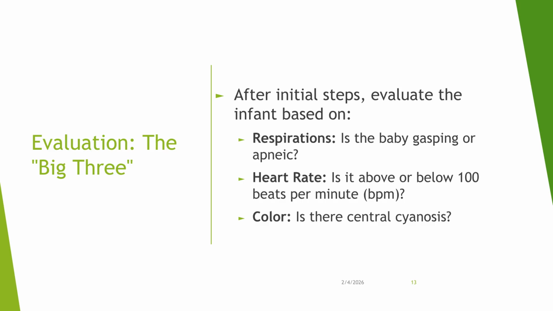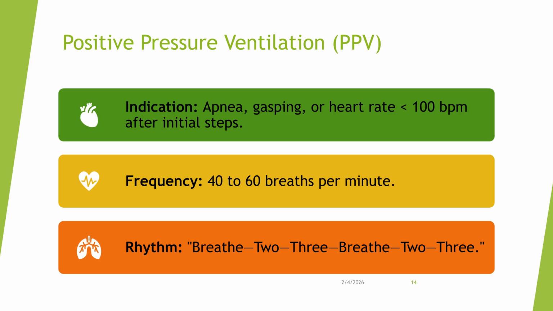After the initial steps, evaluate the infant based on the big three: respirations, checking for gasping or apnea, heart rate, checking if it is above or below 100 BPM, and color, checking for central cyanosis. Positive pressure ventilation, or PPV, is indicated for apnea, gasping, or a heart rate below 100 BPM. The frequency is 40 to 60 breaths per minute, following the rhythm: breathe, 2, 3, breathe, 2, 3.